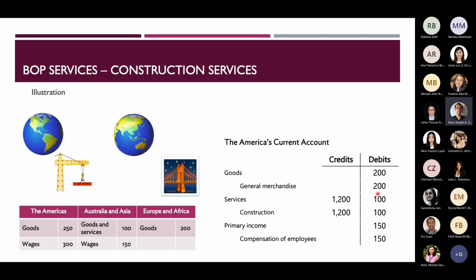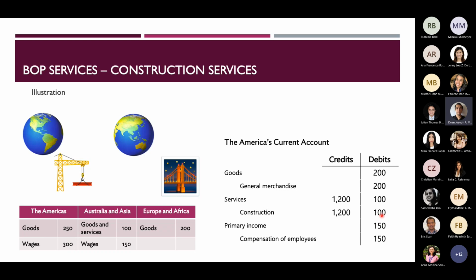The 200 general merchandise that you see here is coming from the Europe and Africa transactions. Since these are out of scope, and since when you think about it, it's assumed to be imported, it would fall under general merchandise. The goods that were acquired in the Americas, this 250, does not appear anywhere in the BOP because the transaction happened between residents. So there's no transaction happening between residents and non-residents. Therefore, it's excluded as imports and exports.